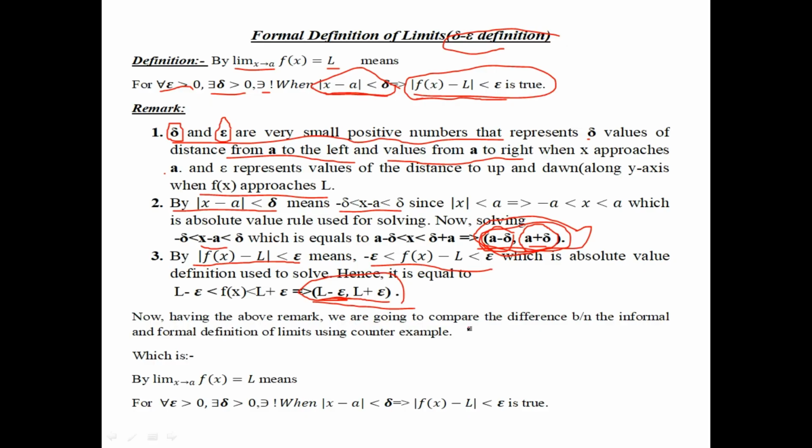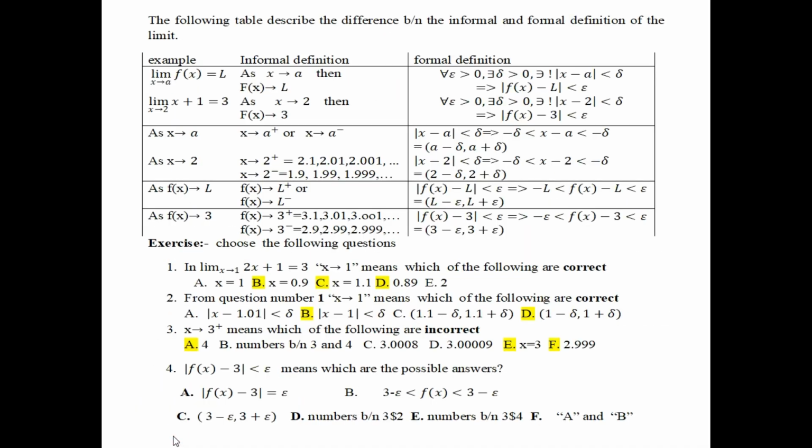We are going to compare the difference between the informal and formal definitions of limits using an example. The limit as x approaches a of f of x equals L is the formal definition of a limit. Every term here has its own meaning, as we have justified in the above remark. So this is, in short, the formal definition.